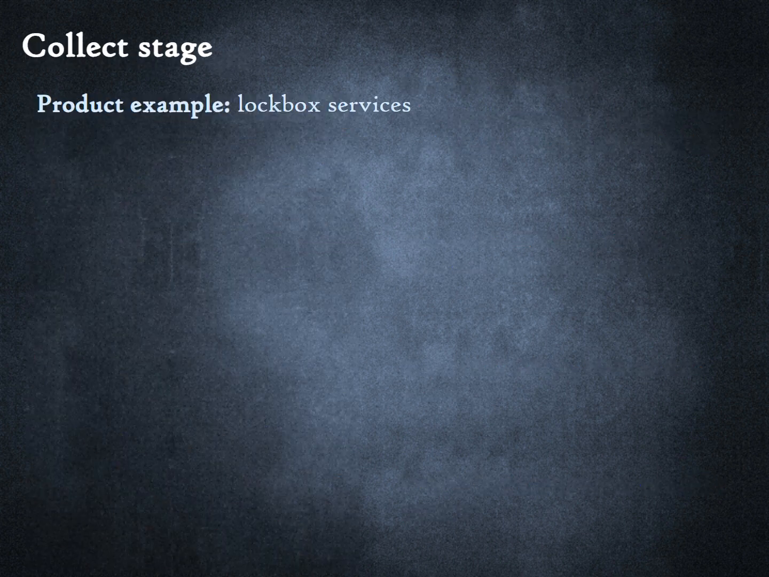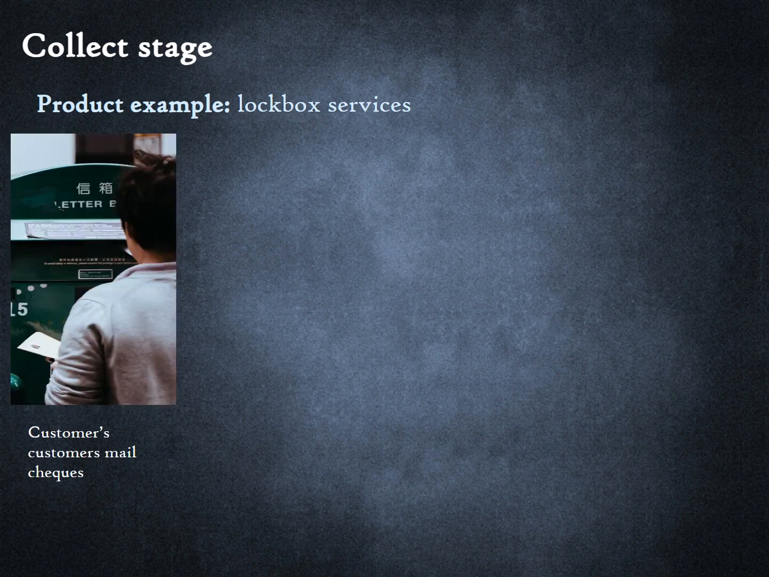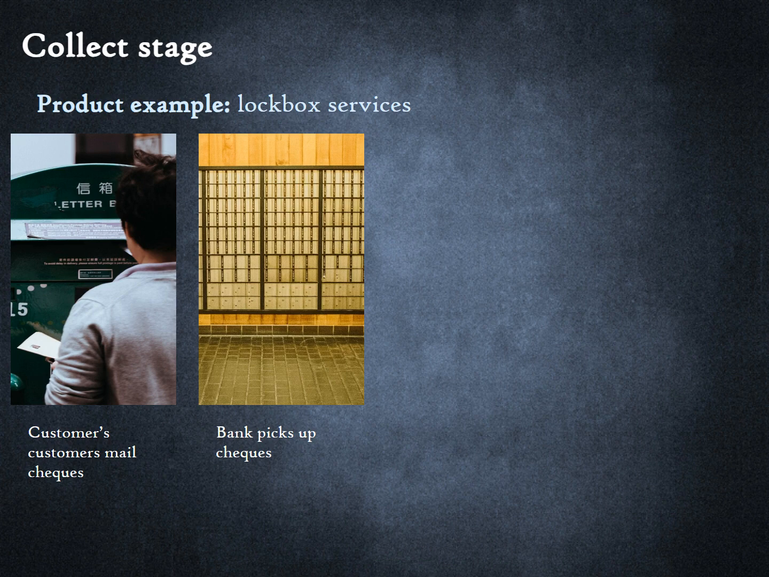As we move to the right, at the collect stage, an example of a product offered by banks is Lockbox. Say the bank's customer is an electric utility. The customers of the utility company are asked to mail checks to a post office box, or a PO box, located in the same city. For banks that don't have many branches, this is an efficient substitute for its customers. This PO box, also called the lockbox, is located in a central location from where the bank picks up the mail several times a day.